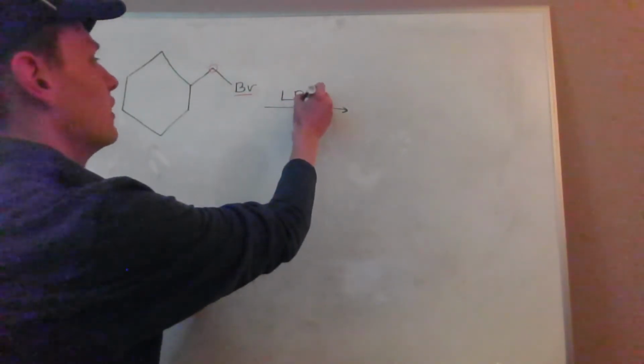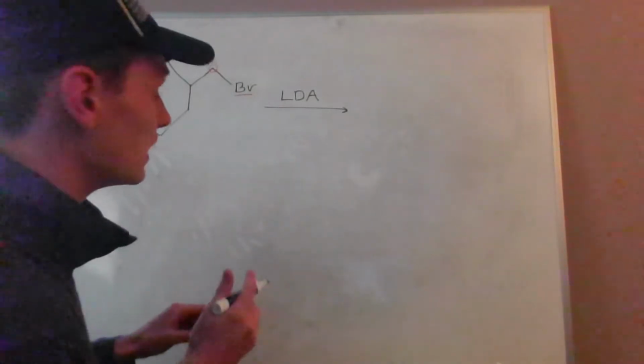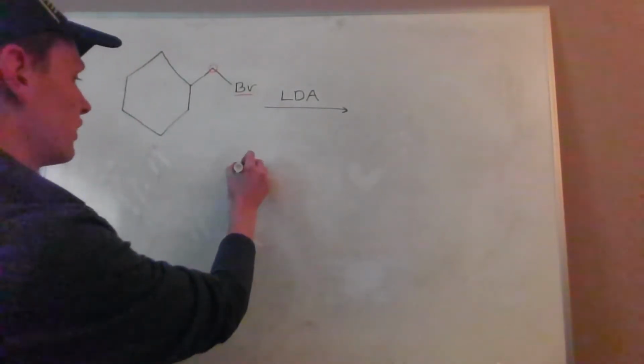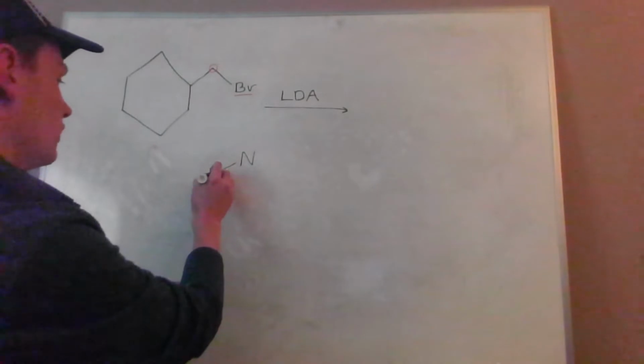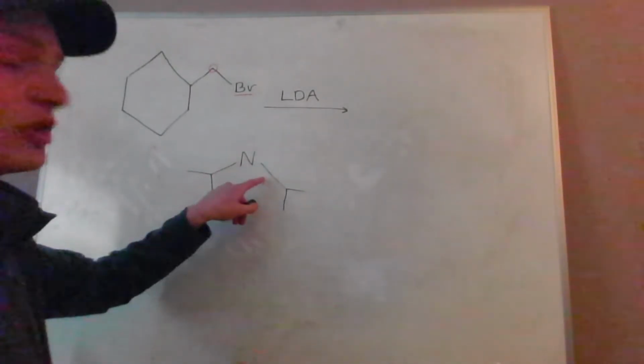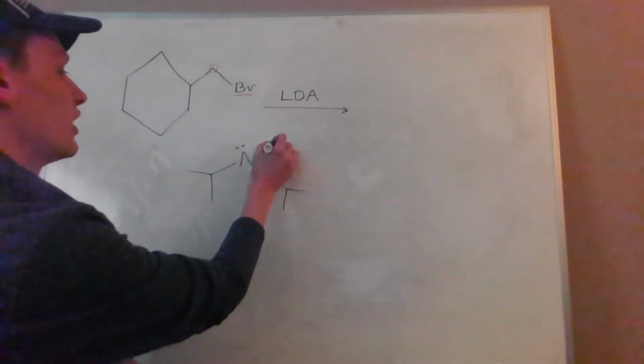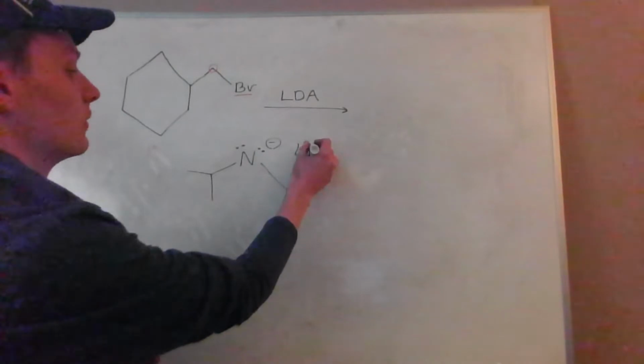So LDA, I believe, is lithium diisopropylamide, and it looks something like this. So I said diisopropyl, right? Okay, so we have 2 bonds to the nitrogen, but that means it has 2 lone pairs, right? So it's going to have a negative charge, and then we have our lithium.